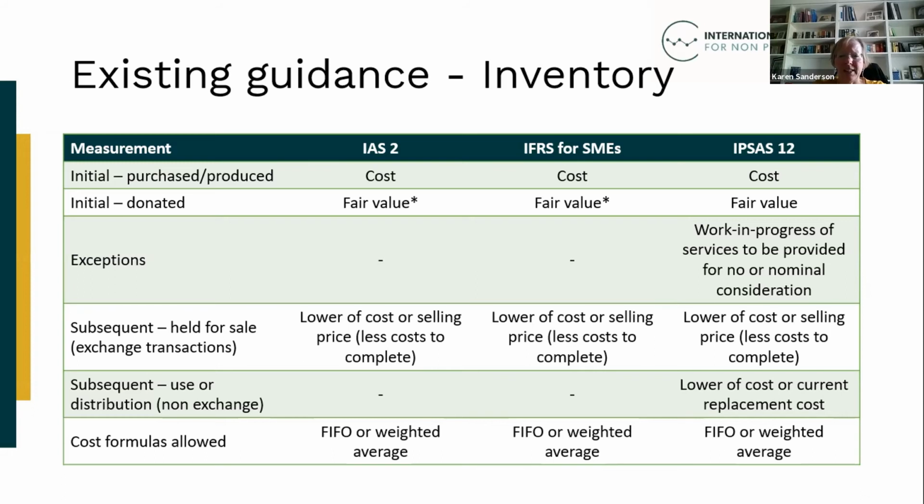IAS 2 and section 13 of IFRS for SMEs require inventory to be measured initially at cost and subsequently at the lower of cost and estimated selling price less cost to complete and sell. I think we frequently refer to that as net realizable value, and I'm going to stick to that term because it's quicker for me to say. Where the cost is greater than the estimated selling price, the net realizable value, then inventory is written down to that value, and that's what's in those standards.